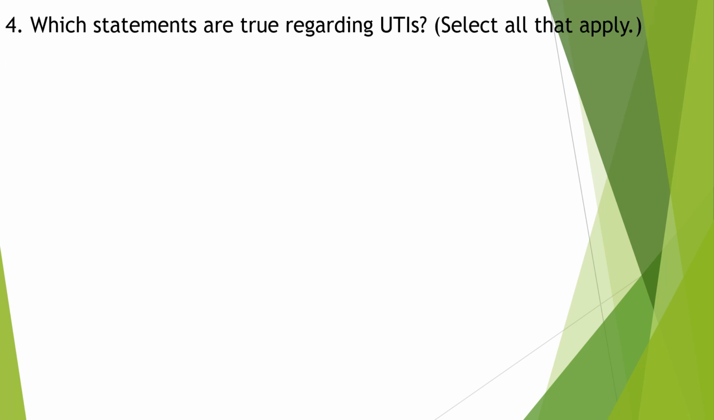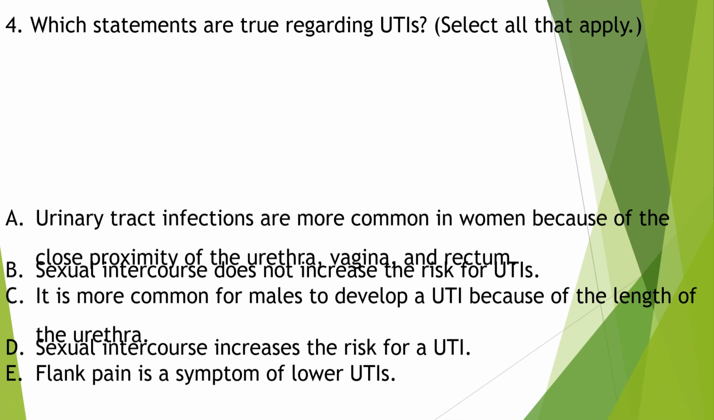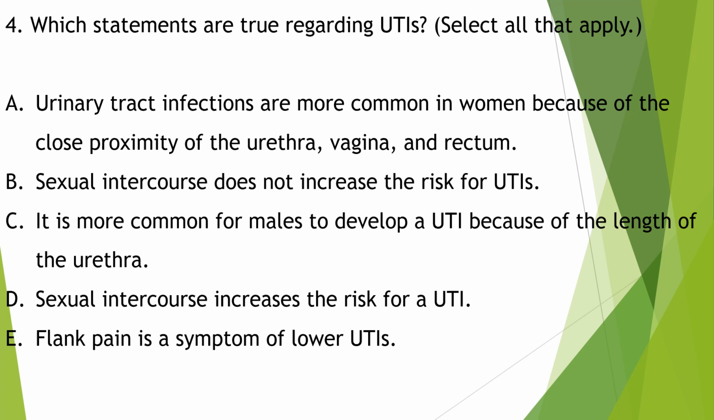Which statements are true regarding UTIs? Urinary tract infections are more common in women because of the close proximity of the urethra, vagina and rectum. Sexual intercourse does not increase the risk for UTI. It's more common for males to develop a UTI because of the length of the urethra. Sexual intercourse increases the risk for a UTI. Flank pain is a symptom of lower UTIs.